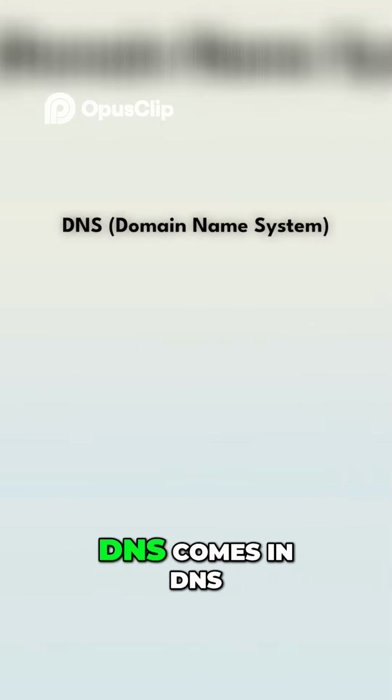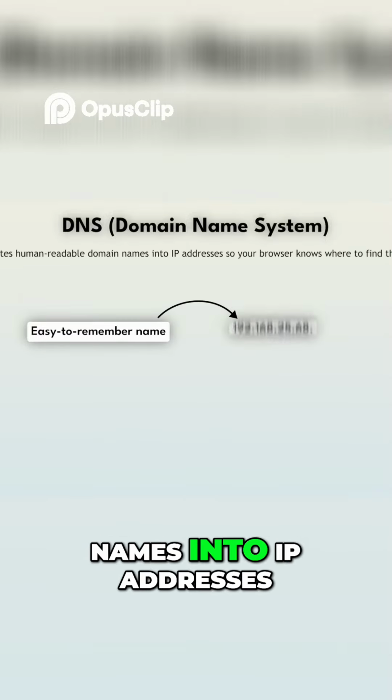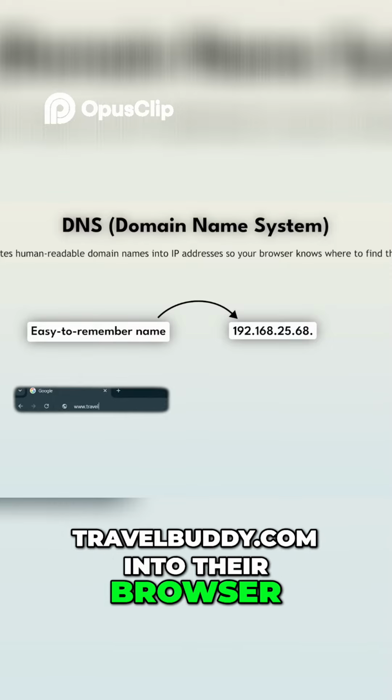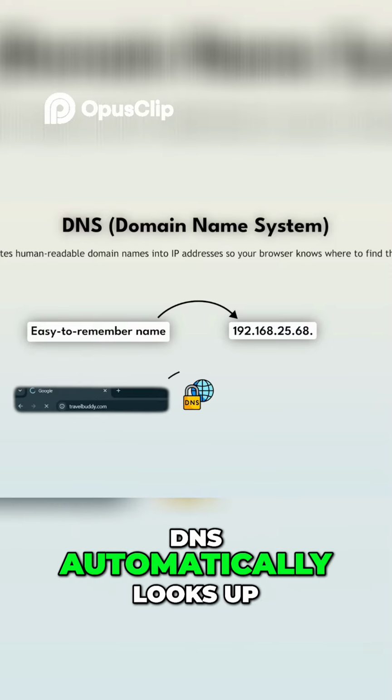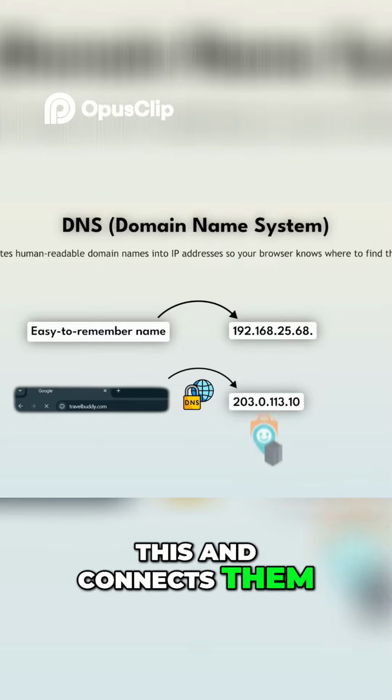And this is where DNS comes in. DNS translates easy to remember names into IP addresses. So when someone types travelbuddy.com into their browser, DNS automatically looks up the IP address that will look like this and connects them to our server.